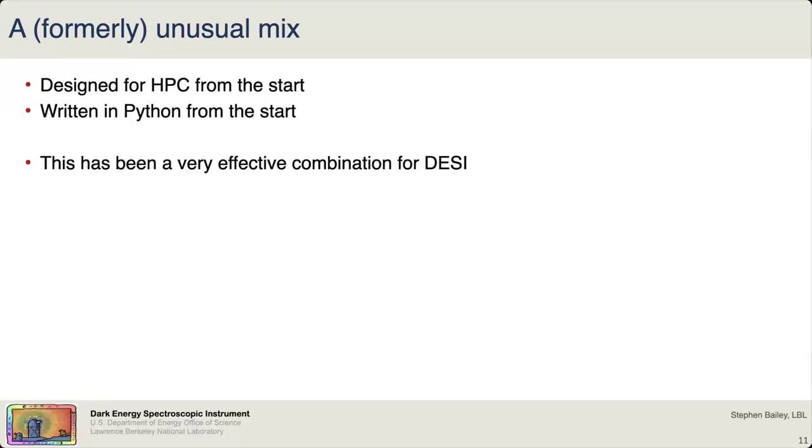Now I want to go into some of the ways in which we're somewhat unusual users of NERSC, at least historically. Something that used to be an unusual mix, becoming more common, is, first of all, DESI was designed for HPC from the start, while at the same time we were written in Python from the start. And this has been a very effective combination for DESI. So I want to spend a few slides just going into what this means for us, how it's worked out, where some of the challenges have been.